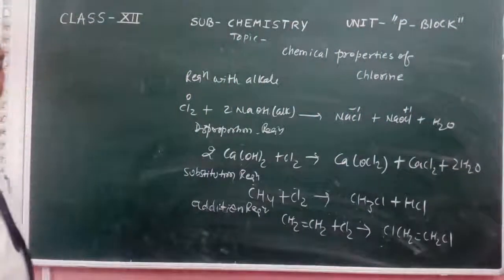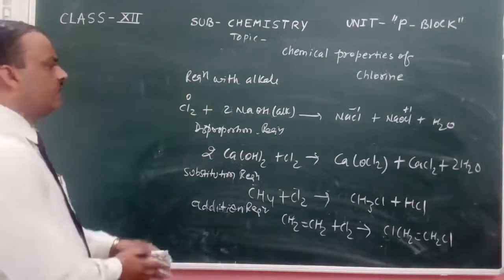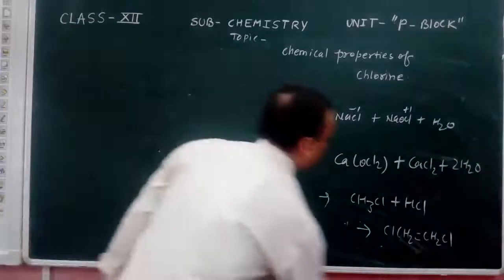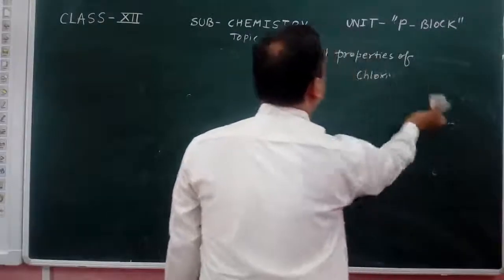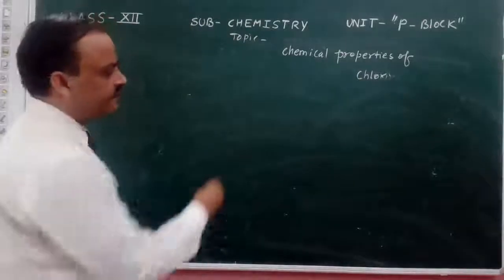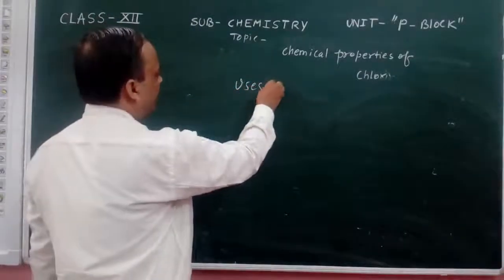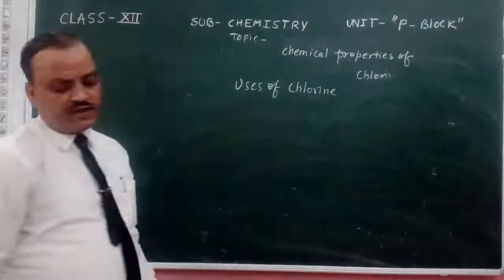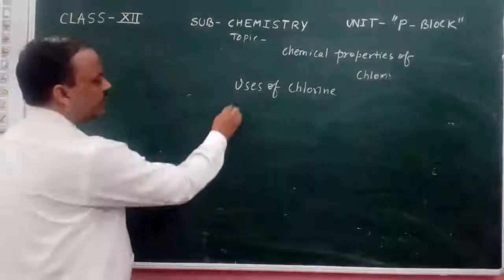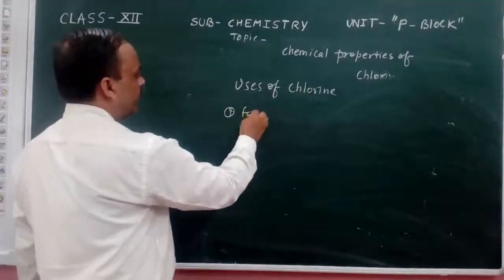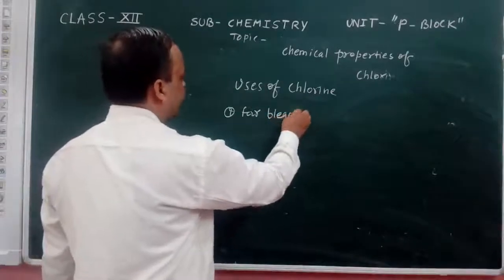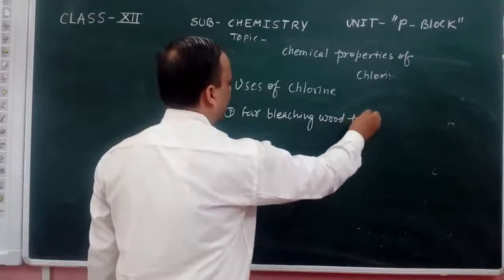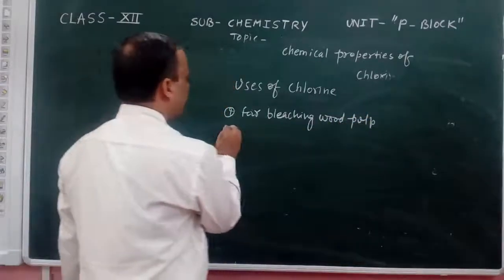Now at the last we have the usage of chlorine. In the usage of chlorine, what do we have? Bleaching the wood pulp, for bleaching the wood pulp.